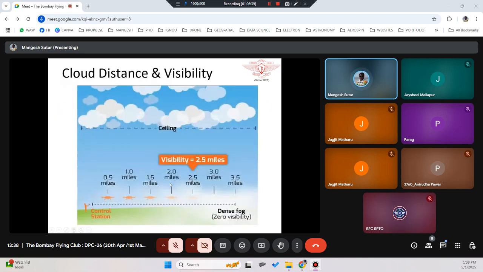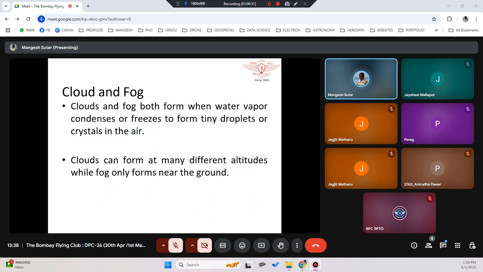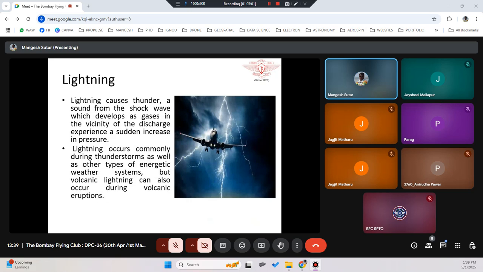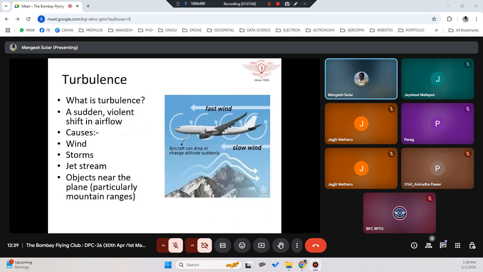Okay, visibility, as I told, within 1 kilometer, 2 kilometers, max 2.5 kilometers will be a normal visibility. Now visibility is again subjective to people. Okay, cloud and fog. Cloud always forms in the air, whereas fog is always near the ground. Okay, so we have to consider fog, icing, lightning, wind shear, and turbulence.